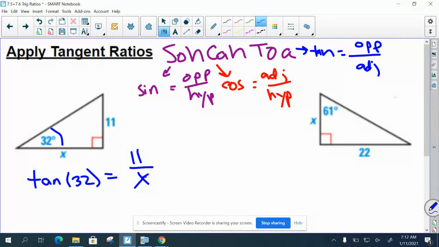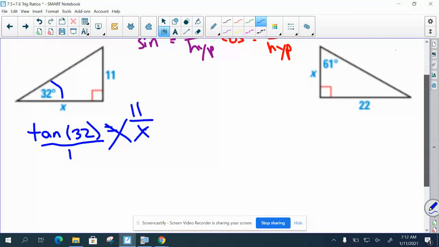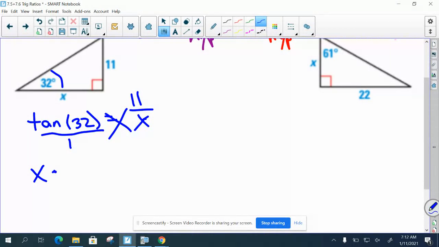All right, so here's how we're going to solve for x. Since x is in the denominator, we're going to cross multiply. So we're going to put the tangent of 32 over 1. Also remember that it's not tangent times 32, so 32 can't be separated from the tangent. You don't divide by 32 or anything. These are stuck together, right? So cross multiply. So we get x times the tangent of 32 equals 1 times 11.